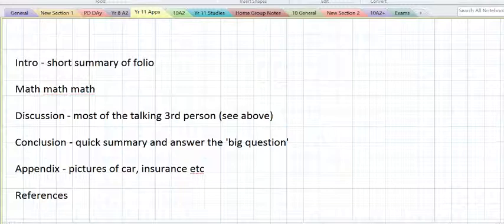And then your conclusion is answering the big question. So what sort of loan is best for a student just leaving school, and how might they reduce their payments? And that appendix is all the research you've done and references. Alright, I will copy this now to a Word document.